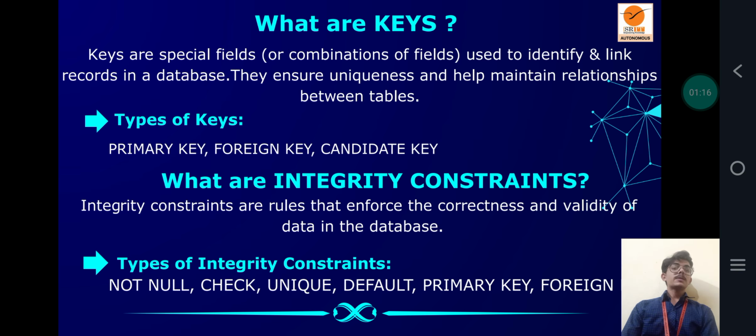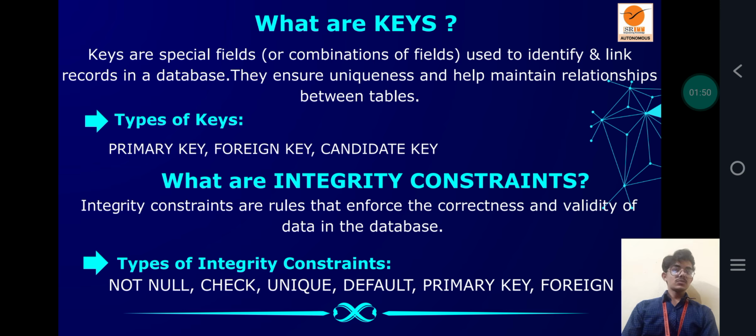Here my topic is keys and integrity constraints. Let's discuss keys. Keys are special fields or combinations of fields used to identify and link records in a database. They ensure uniqueness and help maintain relationships between tables. Simply, we say keys are used to identify records and build relationships. Types of keys: primary key, foreign key, candidate key, composite key, and there are many types of keys. But here we discuss only primary key and foreign key.